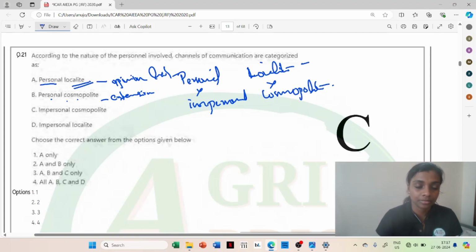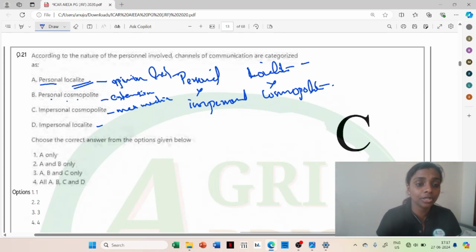And the third one is impersonal cosmopolite. Impersonal cosmopolite means the people will not have direct contact, and they will be from outside of the locality. Say, for example, mass media. If you are listening to a live recording of the news, it is from outside your locality, and it is not in direct contact also.